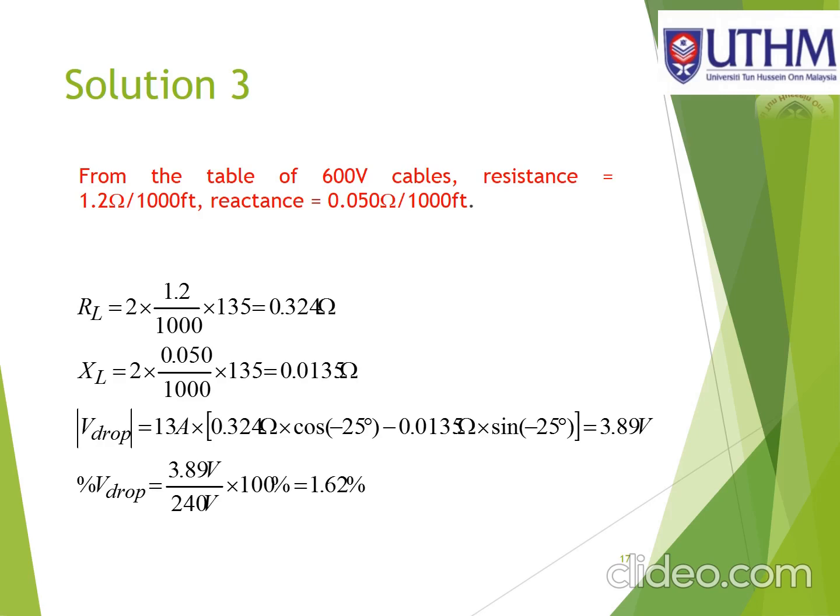So after we get the RL and XL, we put all the values in the voltage drop formula here. This one is by using the approximation method. Voltage drop is equal to IB, 13 A given in the example, times RL cos theta minus XL sin theta. So we get the value of voltage drop, and then we have to calculate the percentage of voltage drop. So V drop divided by V single phase times 100. So we get 1.62%.